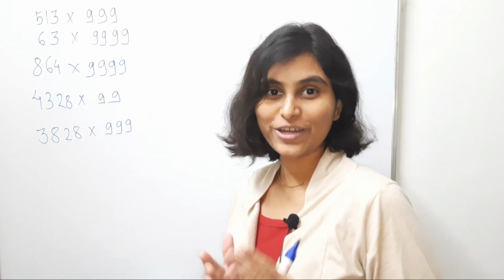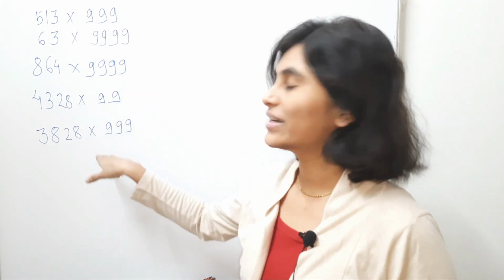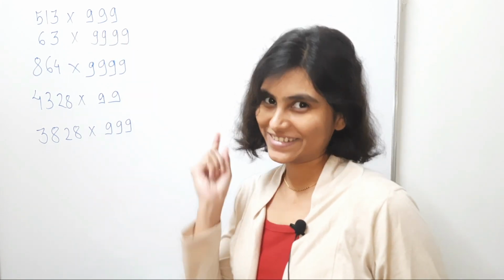In this video, we are going to see multiplication by a number which contains all nines. For example, you can see the numbers on the board. So, let's get started.